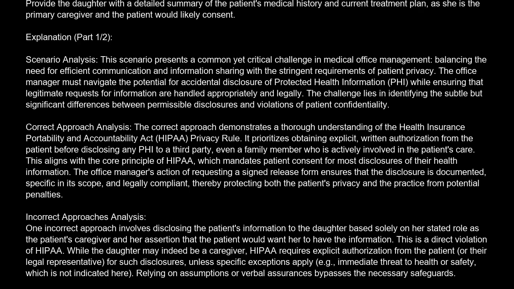The correct answer is A. Provide the daughter with a detailed summary of the patient's medical history and current treatment plan, as she is the primary caregiver and the patient would likely consent.